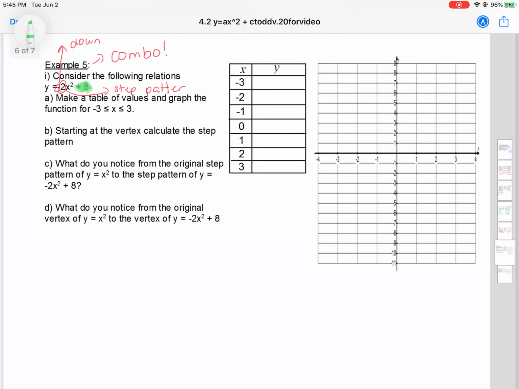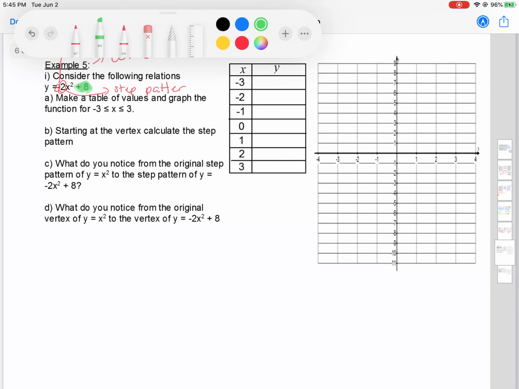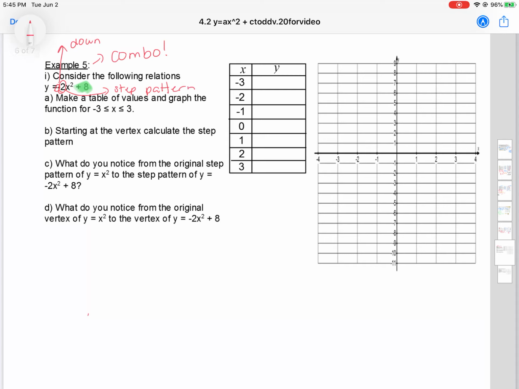And then we have this new thing at the end here, this negative 8. So what are we going to do? Let's do the table of values first, okay? Negative 3 squared is 9 times negative 2 is negative 18 plus 8 is negative 10. Negative 2 squared is 4 times negative 2 is negative 8 plus 8 is 0. Negative 1 squared is 1 times negative 2 is negative 2 plus 8 is positive 6. 0 squared times negative 2 is 0 plus 8 is going to be positive 8.